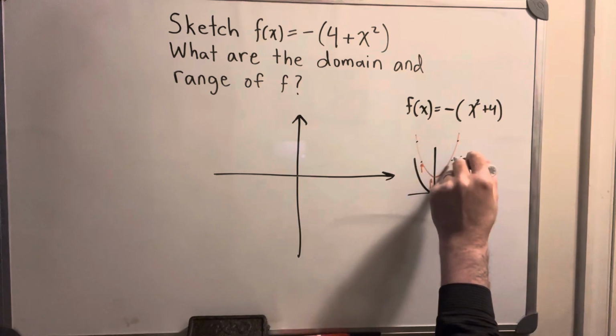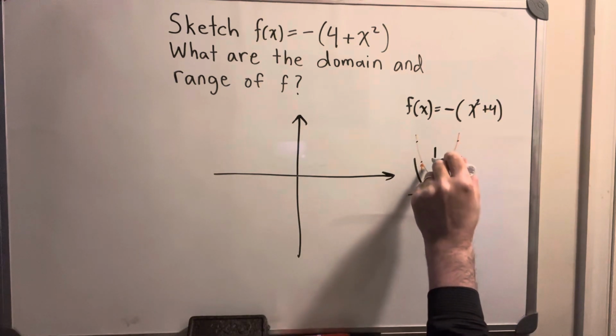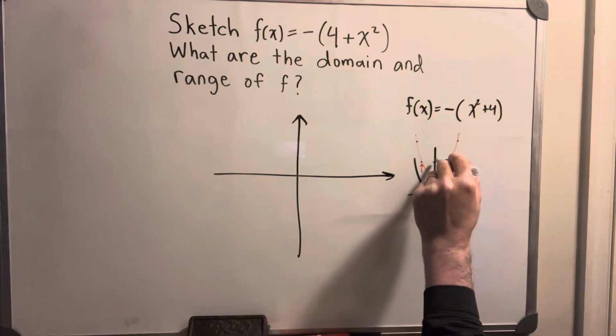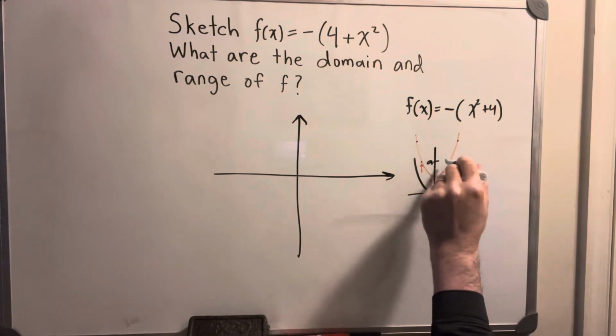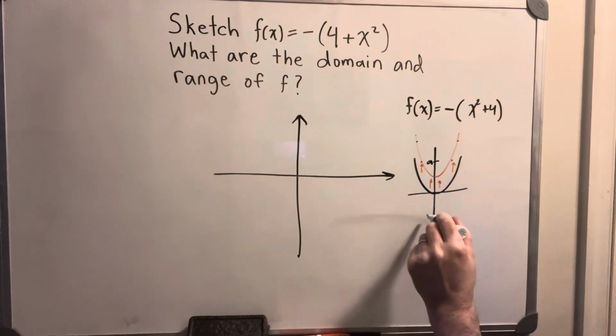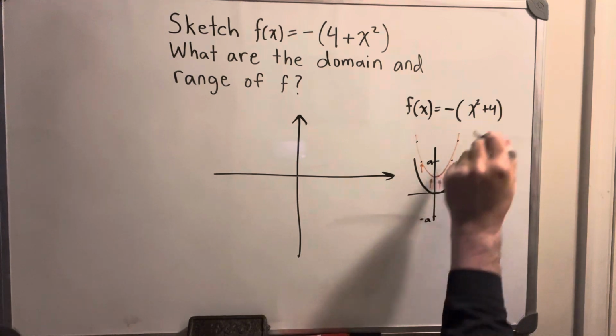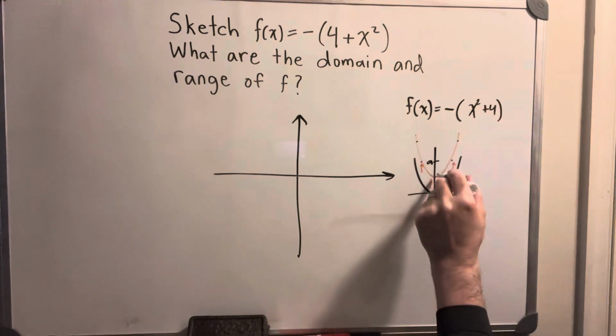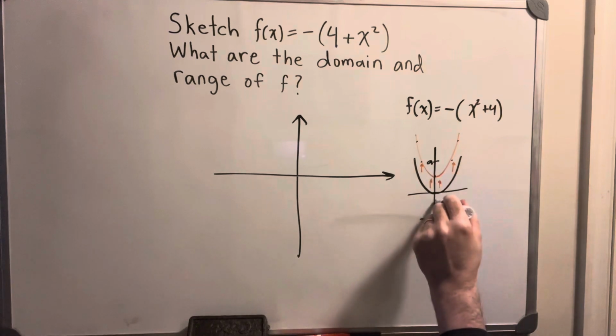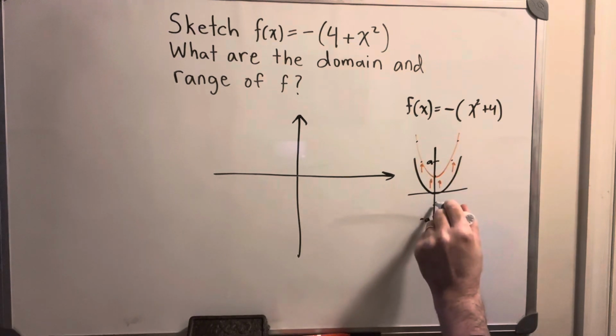What's the, if this was A, then what is minus A right here? If this was 4, because if x is 0, then this is 4, and this would be at minus 4.